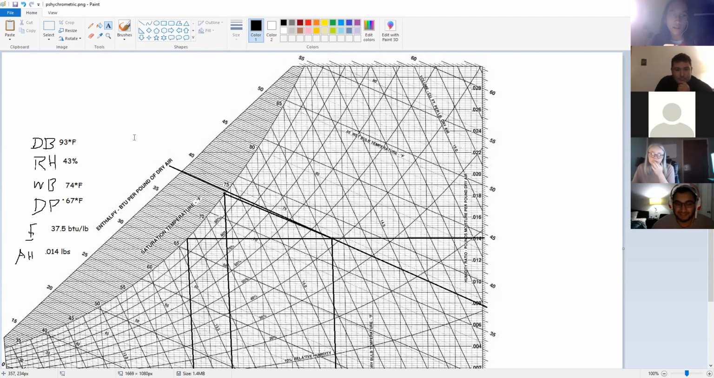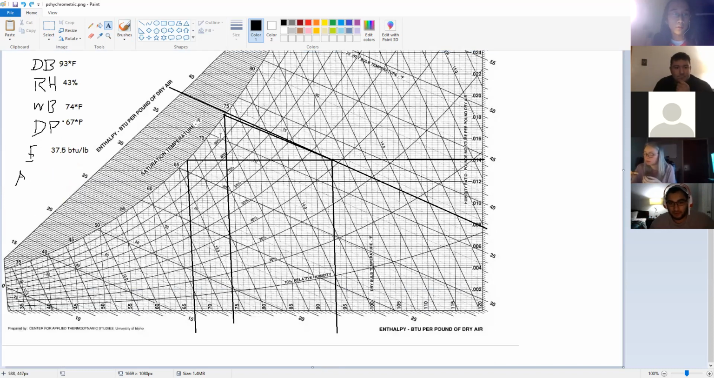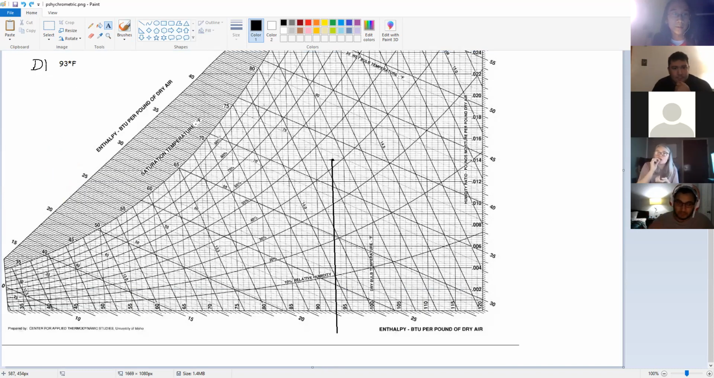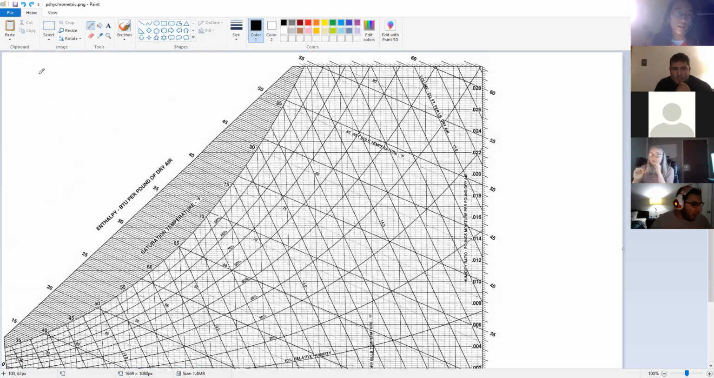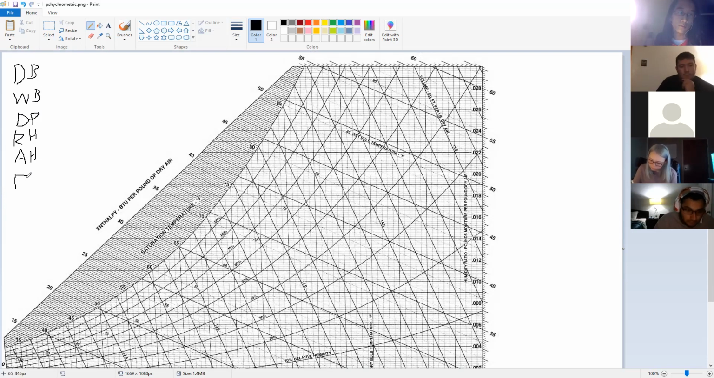Actually, do you want to do a problem where I don't just give you the dry bulb and relative humidity? I don't know what kind of problem you'll give us. All right, cool. So we have 6, I think, measurements we can get. Dry bulb, wet bulb, dew point, relative humidity, absolute humidity, and enthalpy.